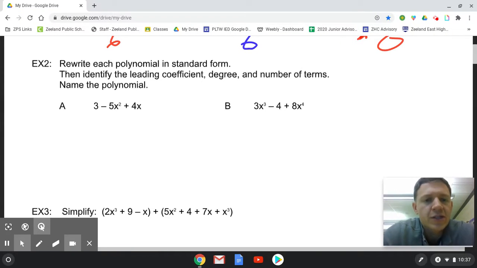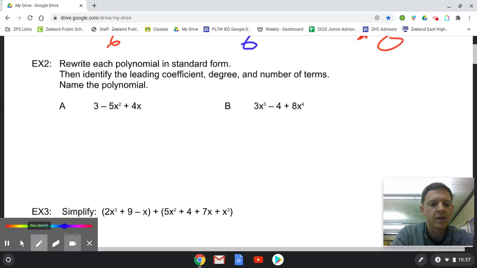Sample 2, rewrite each polynomial in standard form. Then identify the leading coefficient, degree, number of terms, and name the polynomial. Naming being like, is it a polynomial, is it quintic, is it quartic, such stuff like that. Okay, so first, rewrite it in standard form. Now, standard form is just the highest degree term goes first, then the next highest, then the next highest, then the next highest. So I've got 3 terms in example A here.